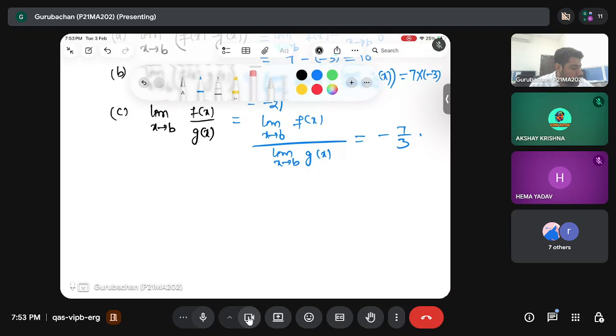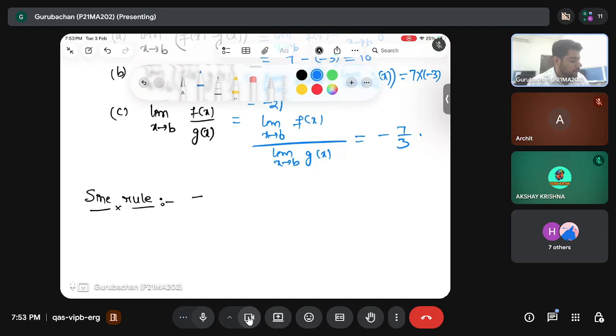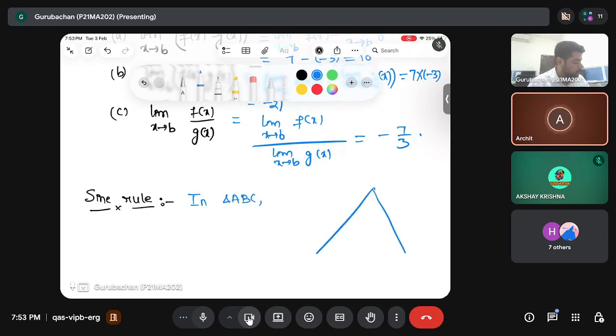Okay. Yes, sir. So the last notion of the class is sine and cosine rule. What is sine rule? Anyone is aware about it? Sir, in any triangle, sine of any angle divided by its opposite side will be equal to sine of any different angle divided by its opposite side.